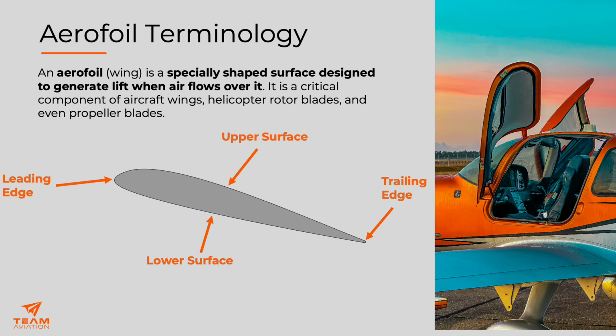The upper surface is the curved upper portion of the aerofoil. Due to its shape, air moves faster over this surface, creating lower pressure and contributing to lift generation. The lower surface is the flatter underside of the aerofoil. Air moves more slowly here, creating higher pressure, which works in combination with the upper surface to generate lift. The trailing edge is the rear edge of the aerofoil, where the airflow from the upper and lower surfaces meets. The design of the trailing edge influences lift, drag, and overall aerodynamic efficiency.